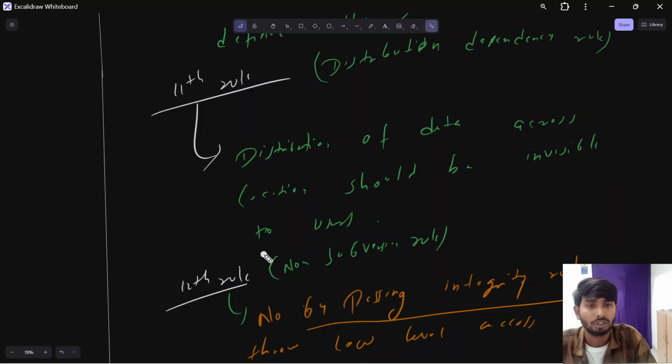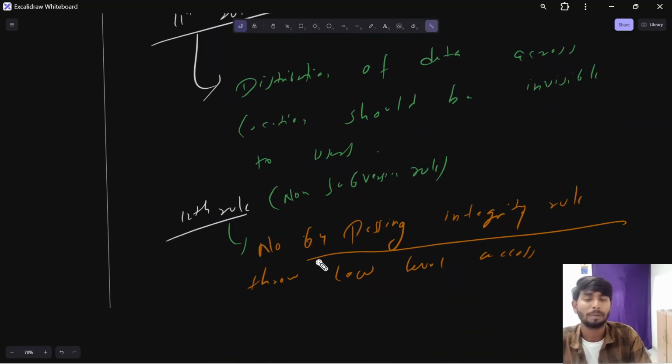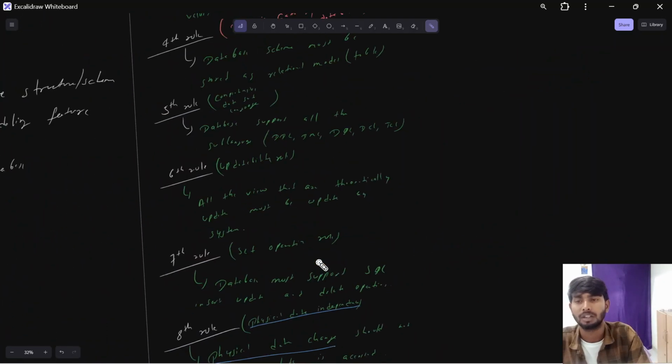The 11th rule, distribution independence rule. Distribution of data across locations should be invisible to the user. And at the last, no bypassing the integrity rule through low-level language or low-level access. Okay, completed.